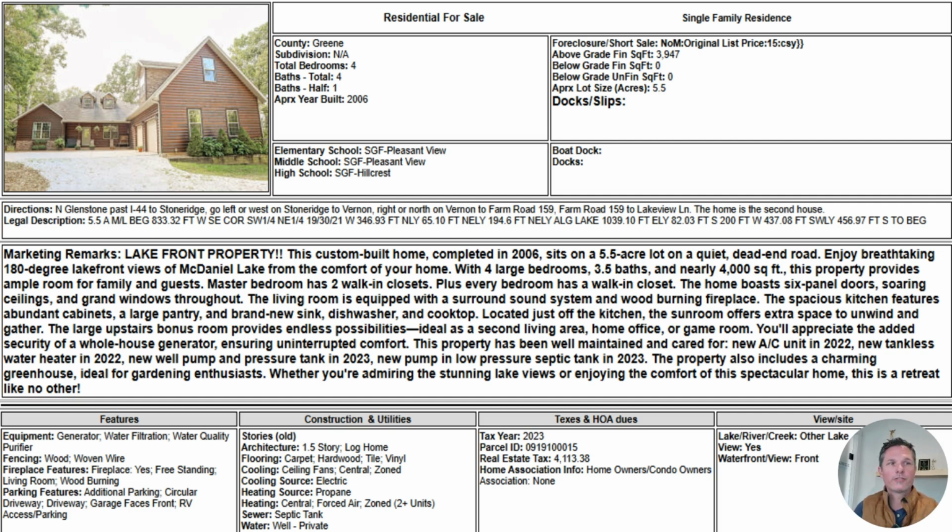Above grade square footage is 3947. That could be relatively large for the area. Could be small. The lot size is 5.5 acres. So we would definitely want to find some comps that have similar acreage. Somewhere in the 4 to 6 range would be ideal if you could. Total bedroom count, it has 4 bedrooms, so that would be something we'd want to look at.